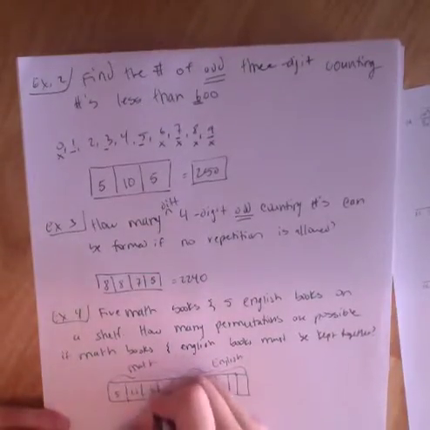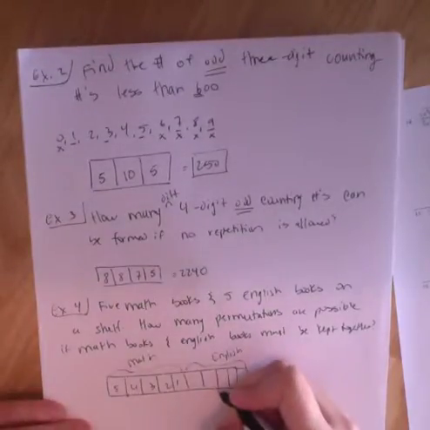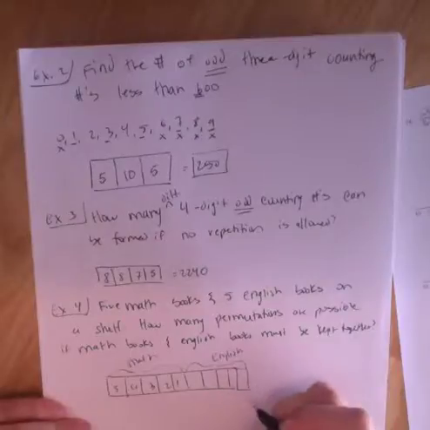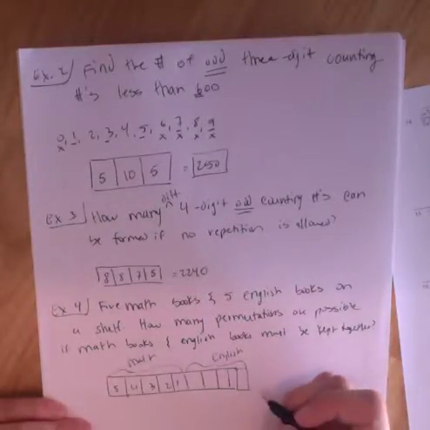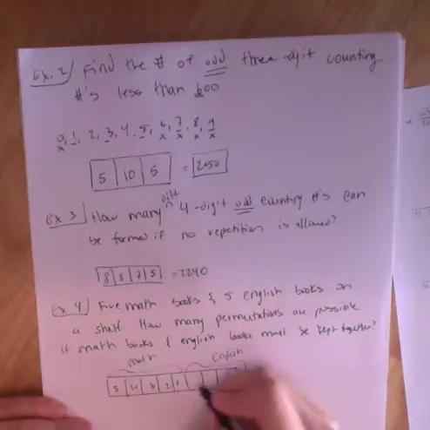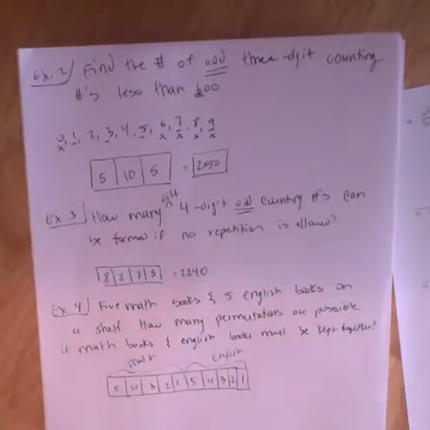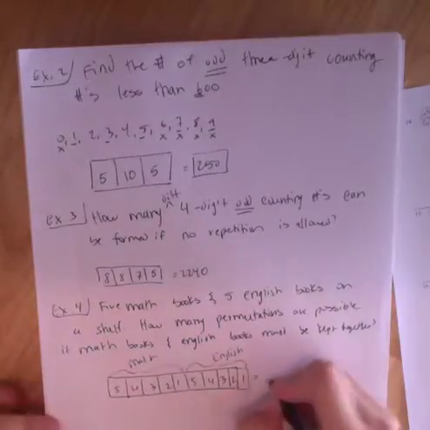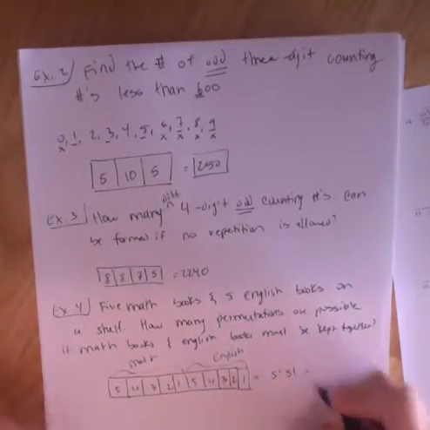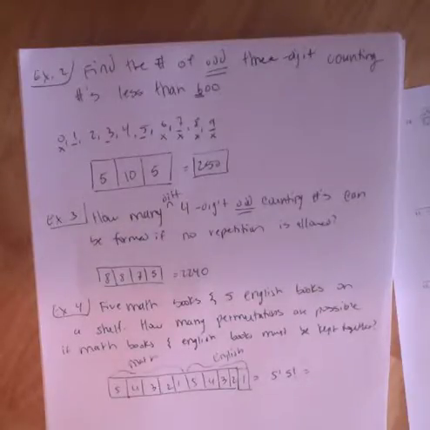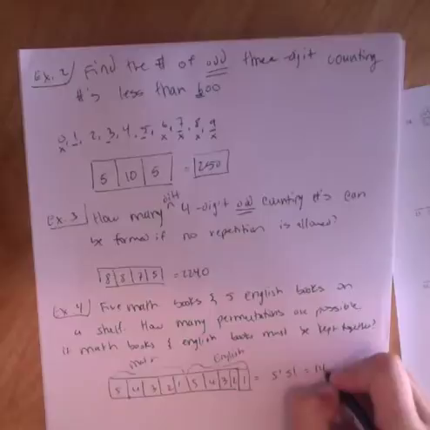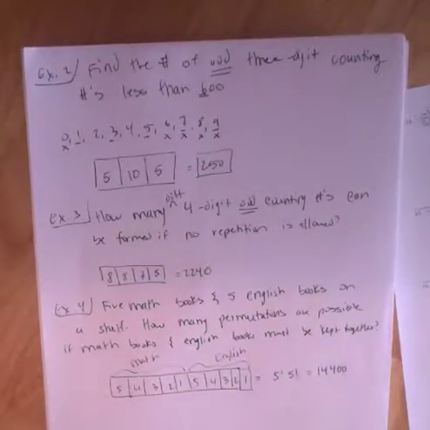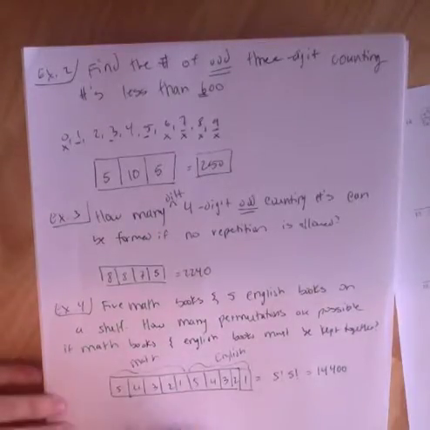So we have 5, 4, 3, 2, 1 math books, and we have 5, 4, 3, 2, 1 English books. Right? And if we do this, we get 5 factorial times 5 factorial, and that gives me, let me do it in the calculator, 14,400. Now, this is if math comes first.